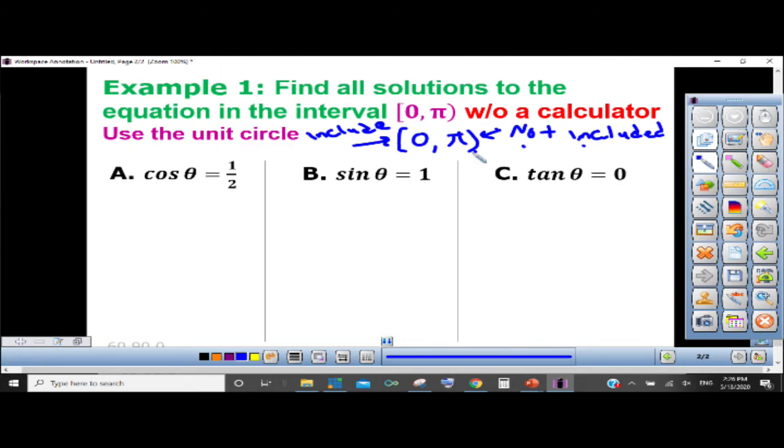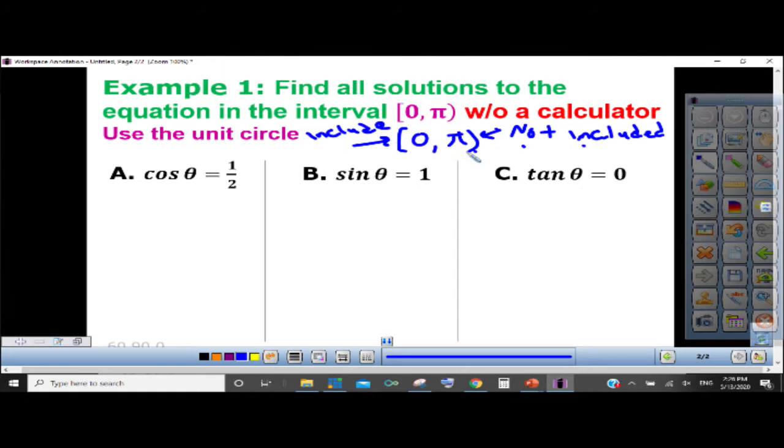Basically, what they're saying is you could look for an angle as your solution. It should be an angle that is between 0, including 0, and all the way to pi. Well, how much is pi? Does anybody remember how much is pi? Is it 360? Is it 90? How much is pi?